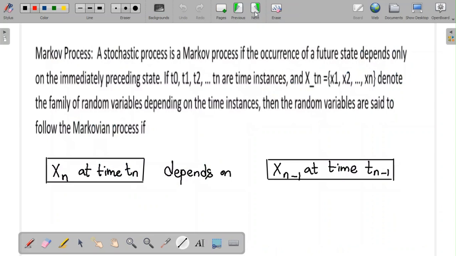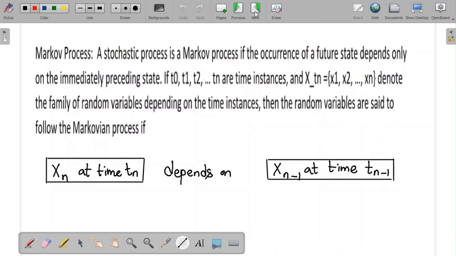Now, Markov chains are also stochastic processes in which the occurrence of a future state depends only on the immediate preceding state. So this is where it differs from a general stochastic process. Both are based on time, but in the Markov process, the current state depends on the immediate previous state, or the future state depends on the current state.